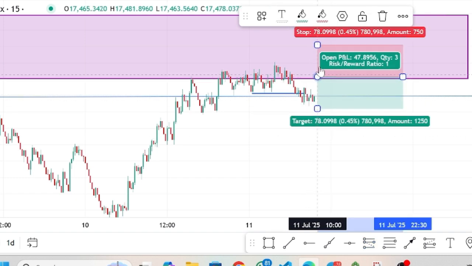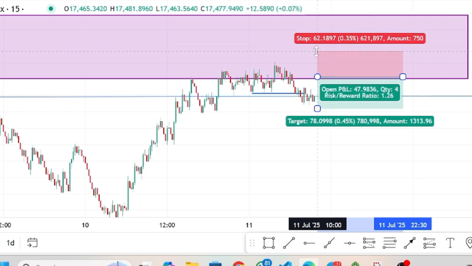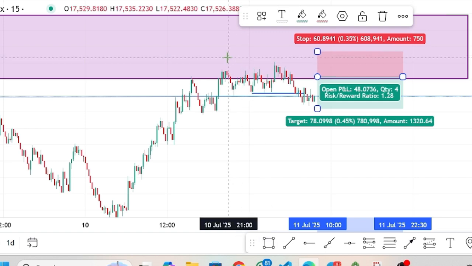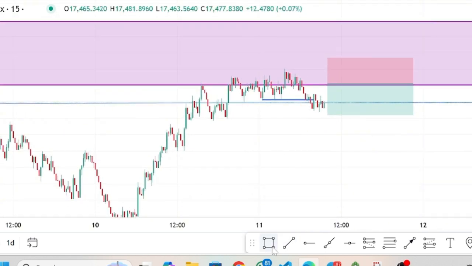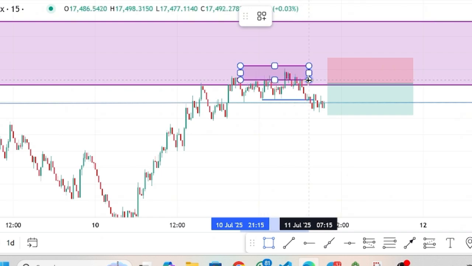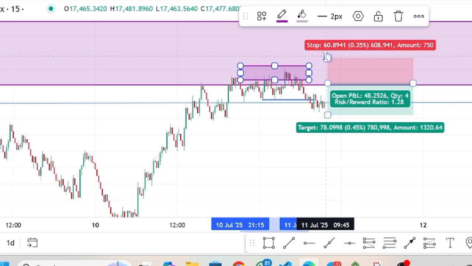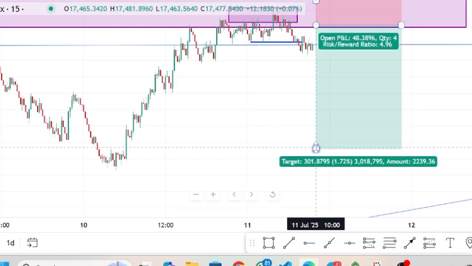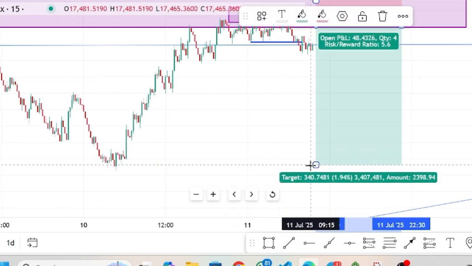That is the entry. Then the SL goes above the created structure, because here is the structure that has been created. This is already your new structure that's created here. So your SL should be above that particular place, somewhere here. Then your TP should be going down, and it's actually a very big TP. The first TP is somewhere here, and then further downstairs.